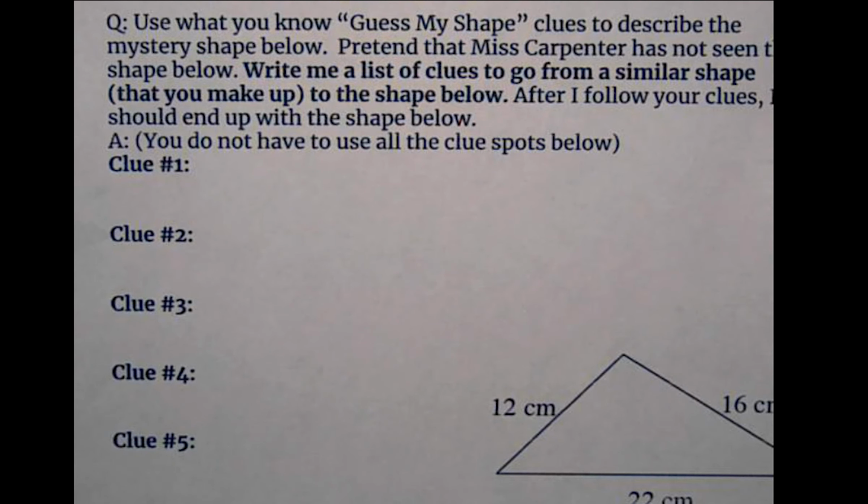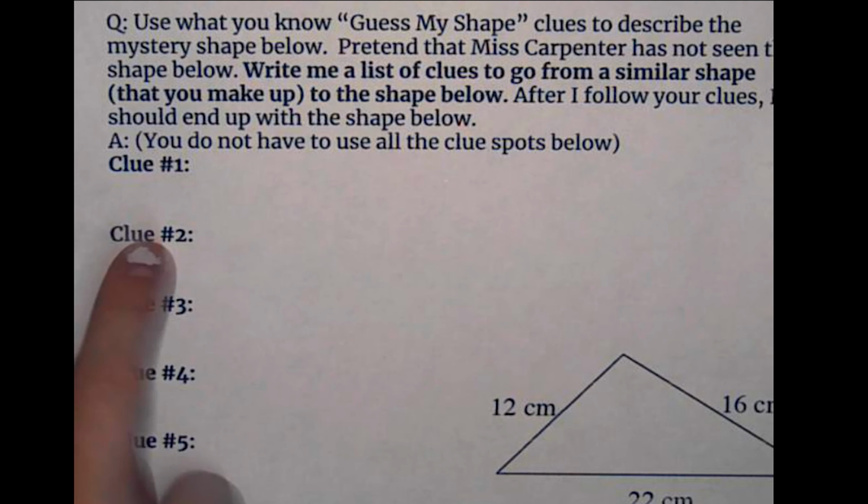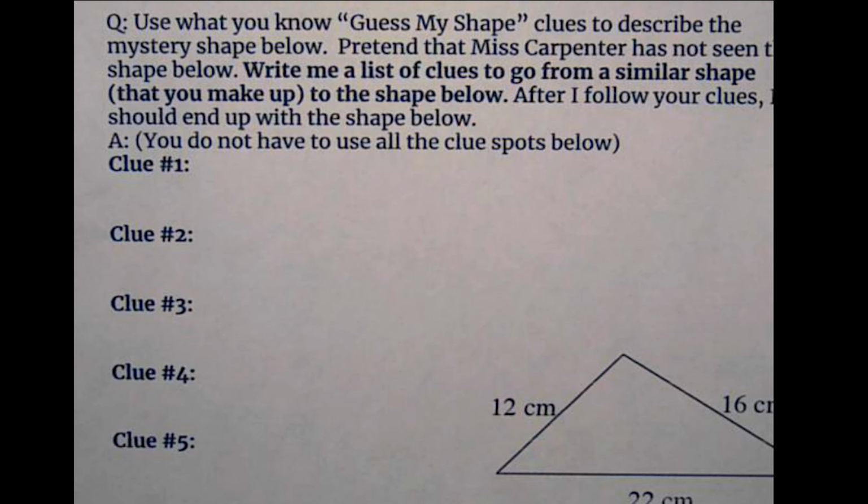All right, our next question is use what you know about Guess My Shape to describe the mystery shape below. Pretend that Miss Carpenter has not seen the shape below, this one, this triangle, and write me a list of clues to go from a similar shape that you make up to the shape that's down below. After I follow your clues, I should end up with the shape that we all see here. You do not have to use all the clue spots below. So if you want to just include 2 clues like they did up here, that's totally fine. I don't mind at all. So let's get started. The wording on this sounds a little bit confusing, but I'm going to explain it a little bit more in depth.